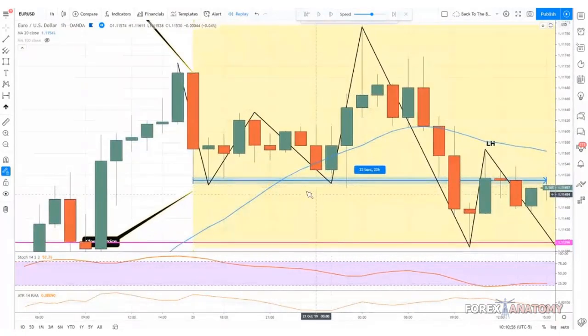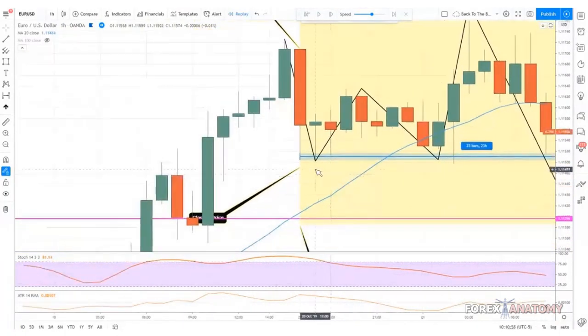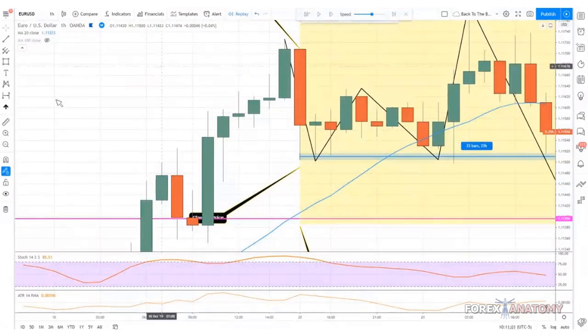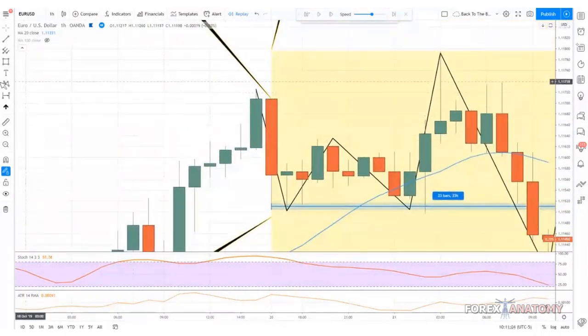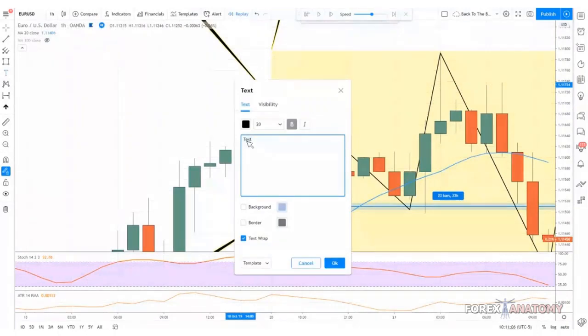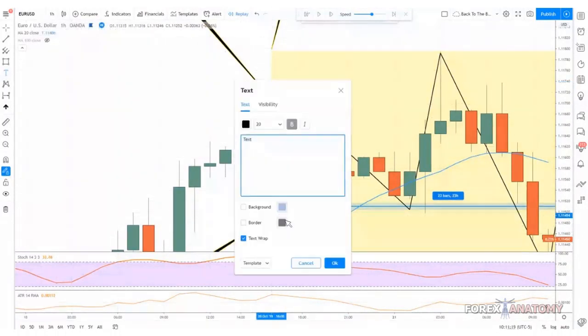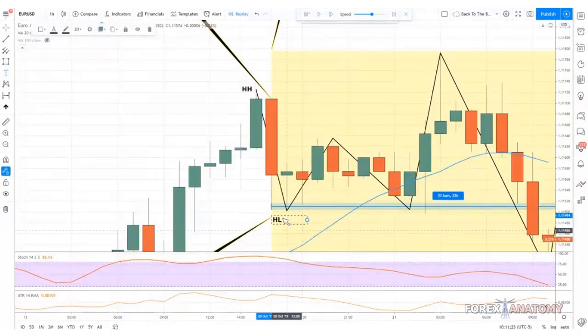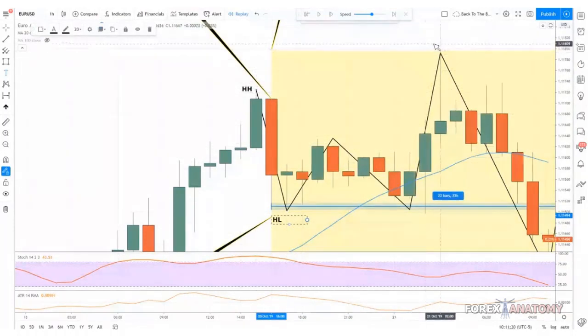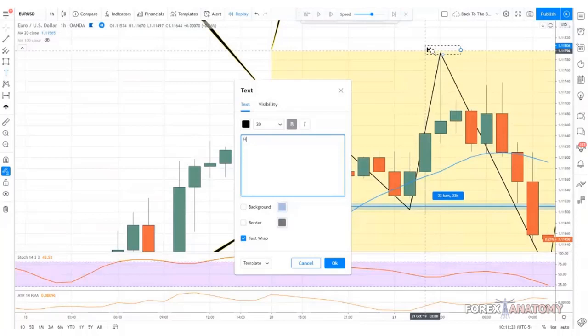Prior to this, we had price making higher highs and higher lows. So if we were to draw this out, we get a high right here. We had a high, and then price eventually formed a higher low right there. And then right here, what happens? Price breaks this high, and we get a higher high right there.